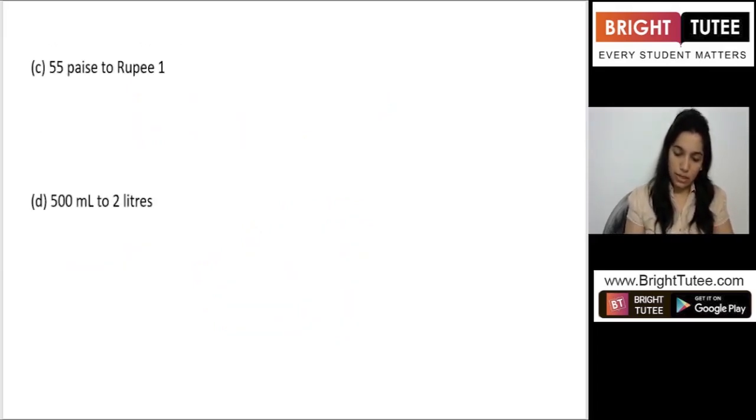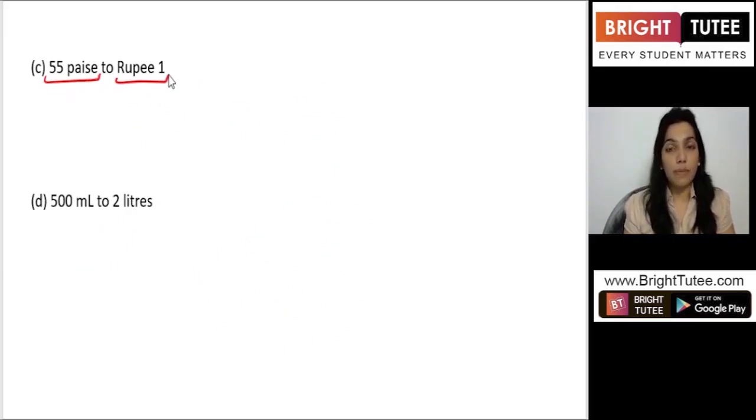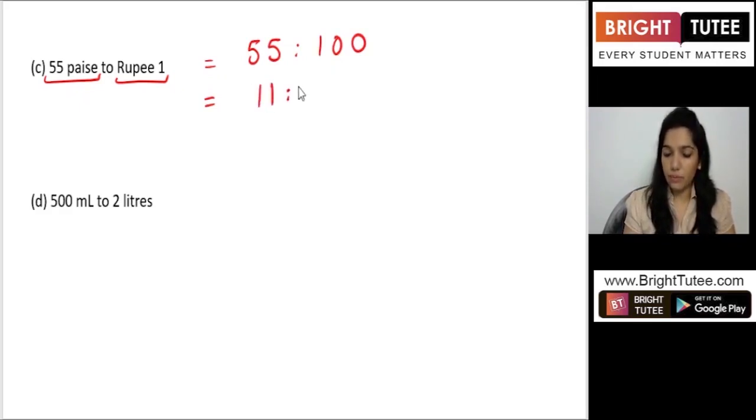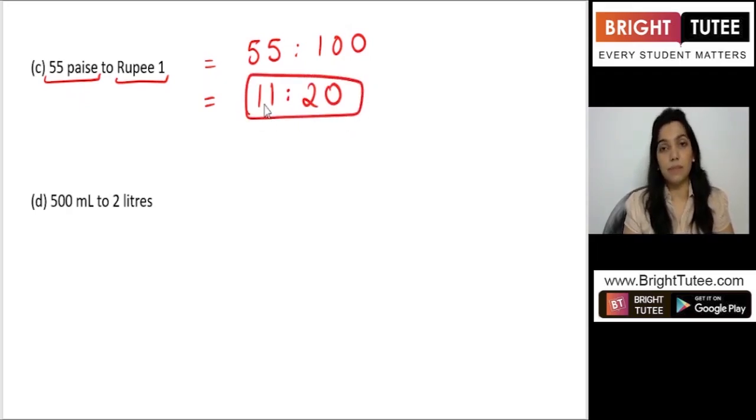Moving to the next one here. This is in paise and this is in rupees. Do you know how many paise are there in 1 rupee? I hope you are correct. It is 100. So it is 55 is to 100. We can divide both these numbers by 5. So 11 is to 20 is the final ratio in the simplest form.